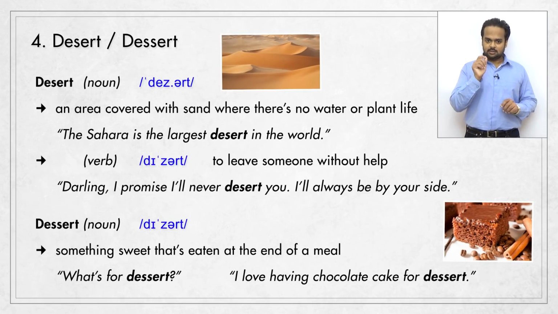The word with the single s can also be pronounced dessert in one situation, when it's used as a verb, and it means to leave someone without help. Darling, I promise I'll never desert you. I'll always be by your side. A very romantic line, but if this is confusing for you, don't worry. This use is not so important.